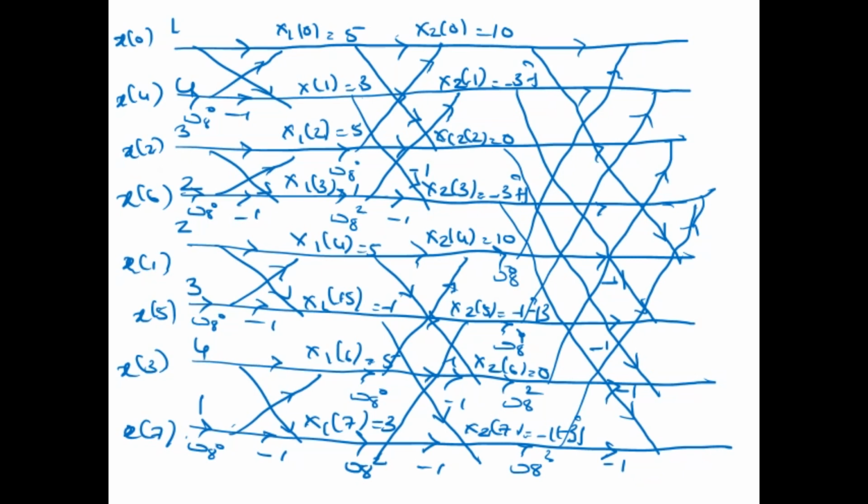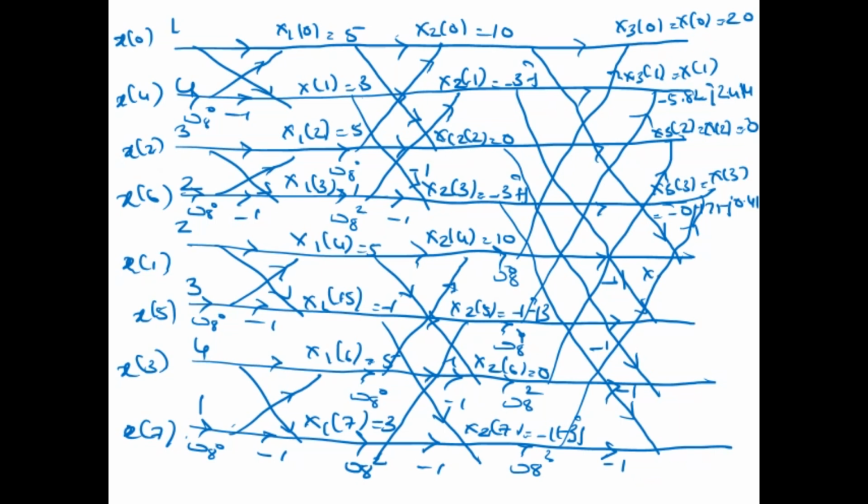We got the final answer as the third stage output. X3 of 0 is equal to x of 0, which is equal to 20. X3 of 1 equal to x of 1, which is equal to -5.828 minus j 2.414. X3 of 2, which is equal to x of 2, which is equal to 0. X3 of 3 is equal to x of 3, which is equal to -0.171 minus j 0.414. And x3 of 4 is equal to x of 4, which is equal to 0.